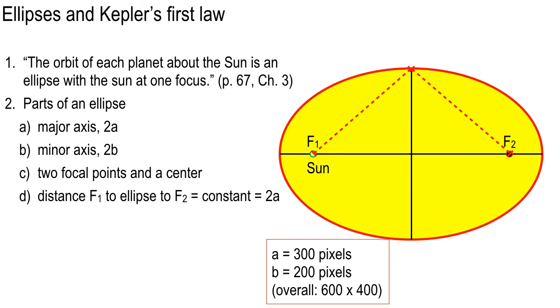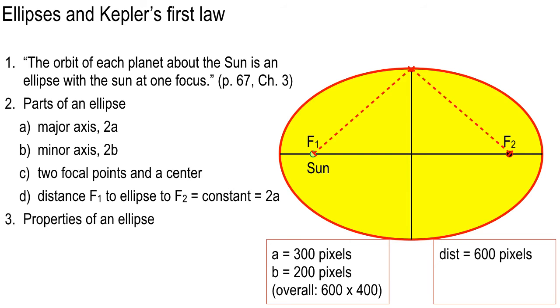And if you choose any other point, say this one up here in the northwest quadrant, and connect red dashed lines from F1 up to that point, and then from that point back down straight to F2, those distances add up to 600 pixels, 2a. So the distance here is 600 pixels. Go ahead and jot that down. If you have a different ellipse, you might have a different pixel count for that distance. But it's always the major axis, 2 times a.